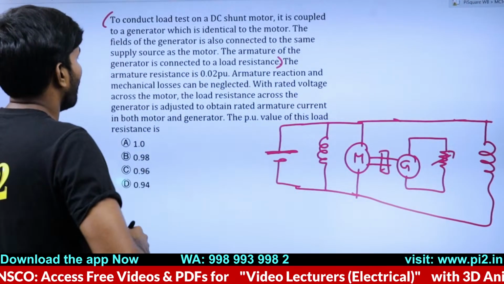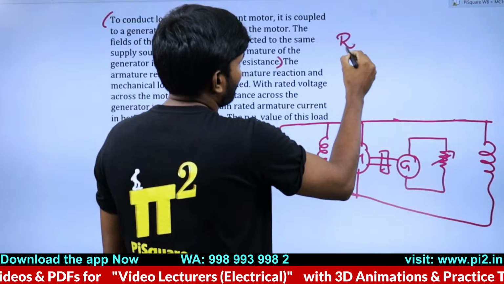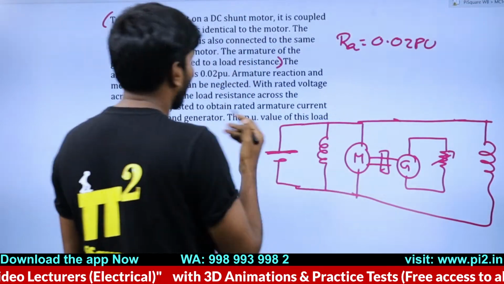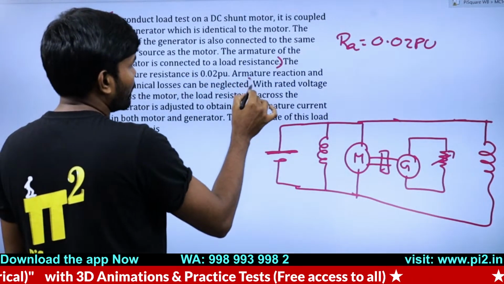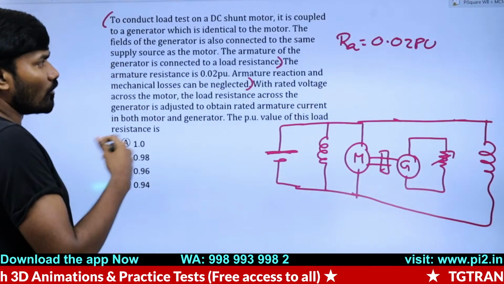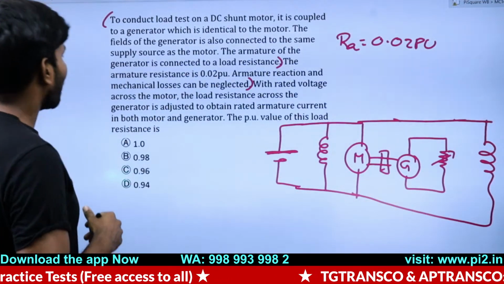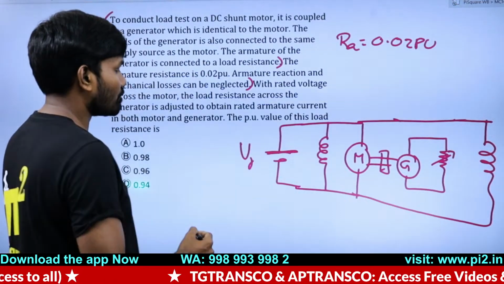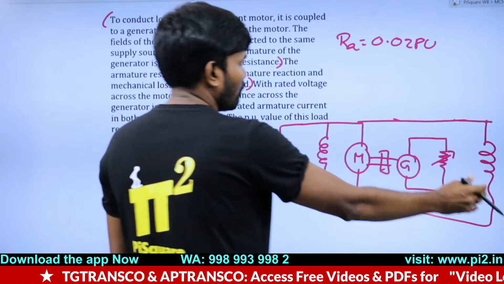The armature resistance is 0.02 per unit because it is identical for both machines. Armature reaction and all losses are neglected, so till here everything is clear. With the rated voltage applied across the motor, rated means the field is rated. Both the fields are rated.